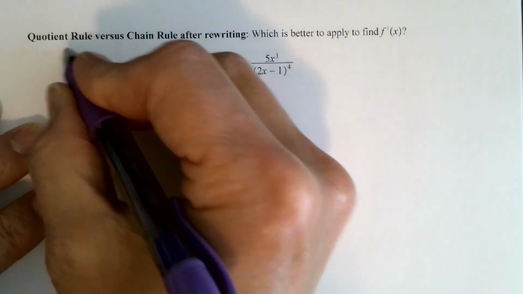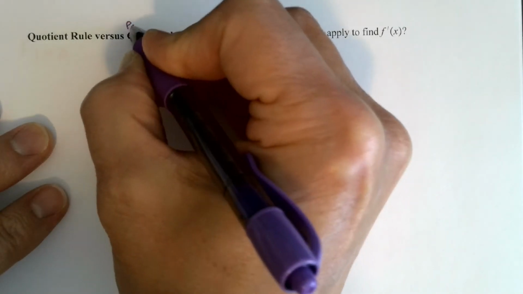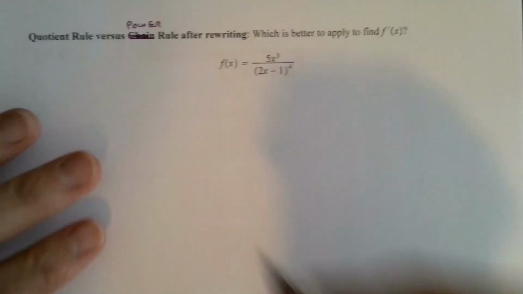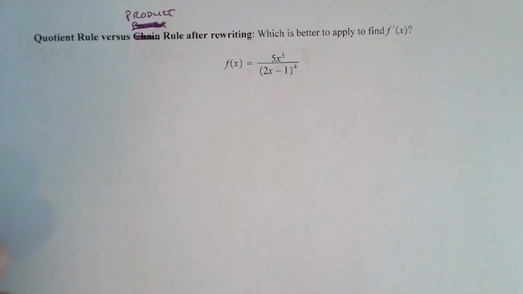And actually I said quotient rule versus chain rule. It should be quotient rule versus product rule. We're going to have chain rule in both cases. Sorry, strike that. Product rule is what I want to say. I'm having all kinds of trouble today. Okay.